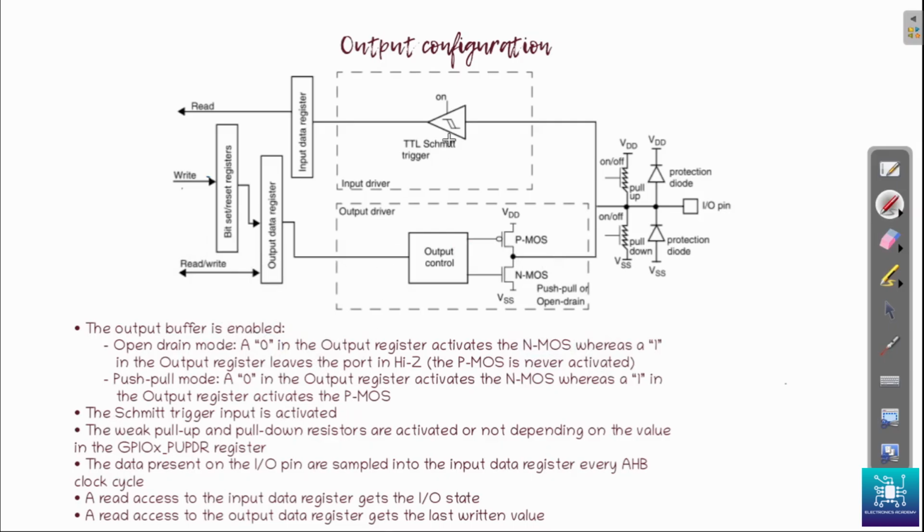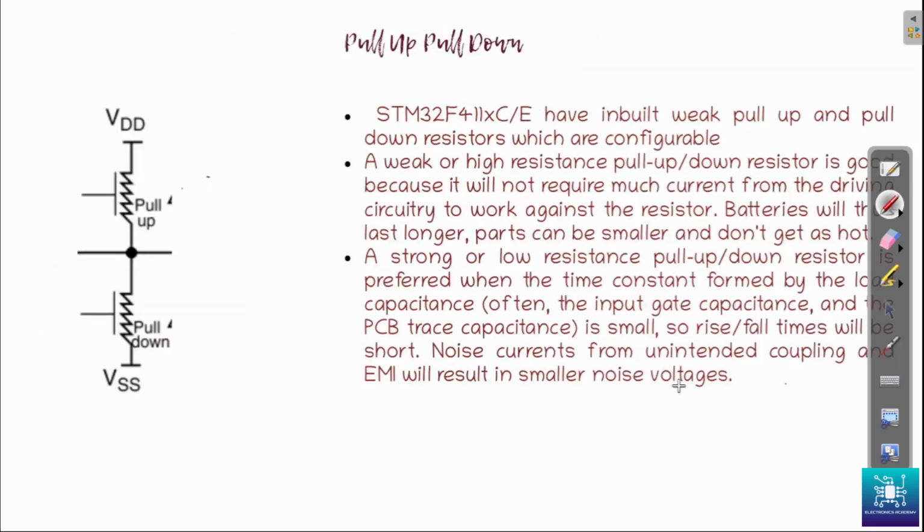Now the Schmitt trigger input is activated, and we have the weak pull up and pull down resistors activated or not, depending on the value of the GPIO PUPDR register again. So here it's a weak pull up pull down. It depends, because if it's an open drain, we have to have a pull up pull down, and even if it's a push pull, then also we need to, because push pull is sourcing and sinking current. That is the one which is used for UART and SPI. Okay, so let's go back to the push pull configuration once and have a look.